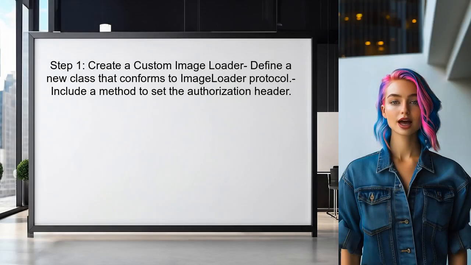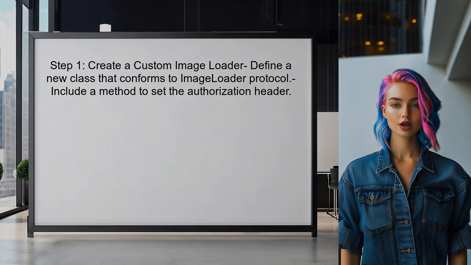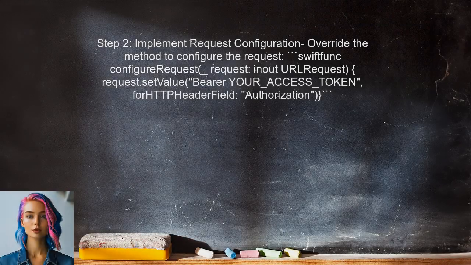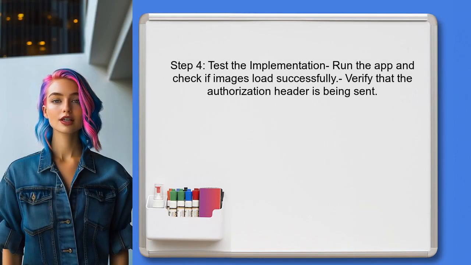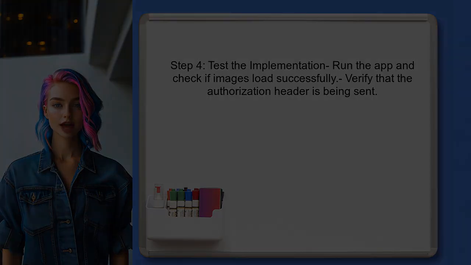To begin, the user needs to create a custom image loader that includes the authorization header. This is essential for accessing the images from the secured endpoint. Next, the user should implement the method to configure the request. This method will add the authorization header to the request before it fetches the image. Now, the user can use this custom loader with Kingfisher. They should specify the loader when setting the image for the image view. Finally, the user should test the implementation to ensure that the images are loading correctly with the authorization header included.